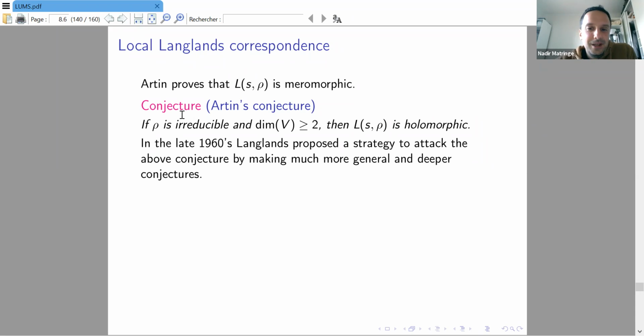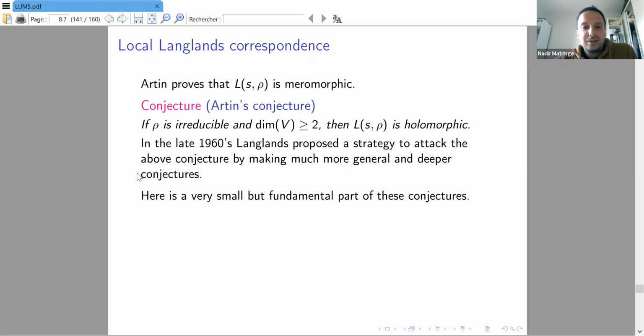So he made very, very general conjectures, which I will not state precisely. They're too complicated to state here. But some parts of the conjectures are now known, especially the local parts. They are known for all classical groups, more or less, and especially for GLN. So here is a very small but fundamental part of these conjectures. So you fix a prime P. So it's the local conjectures of Langlands for GLN.